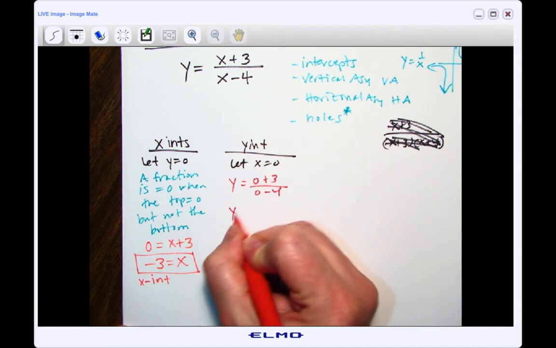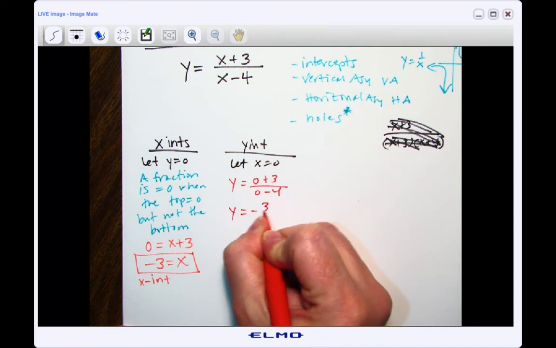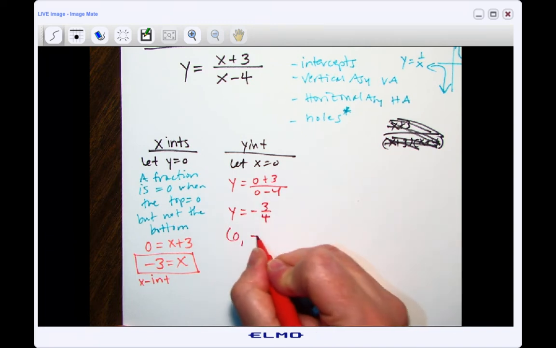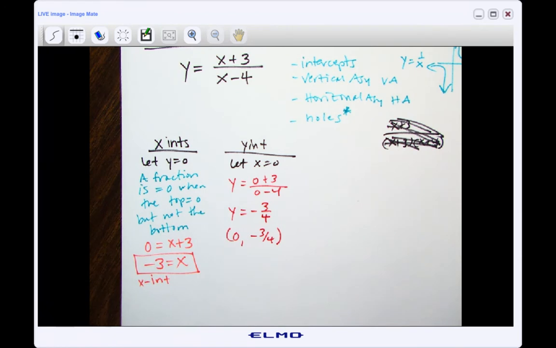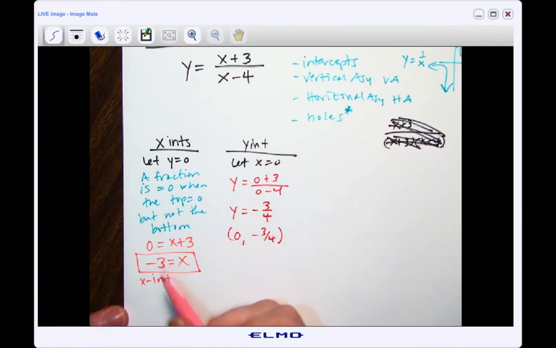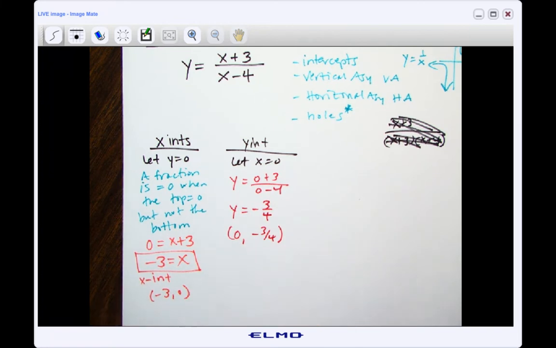So my x-intercept is x equals -3/4. And again, you can write it as an ordered pair if that makes you happier, but you don't have to. If you're saying that it's the intercept, then it's implying that the other one is 0. So I'm okay with this.